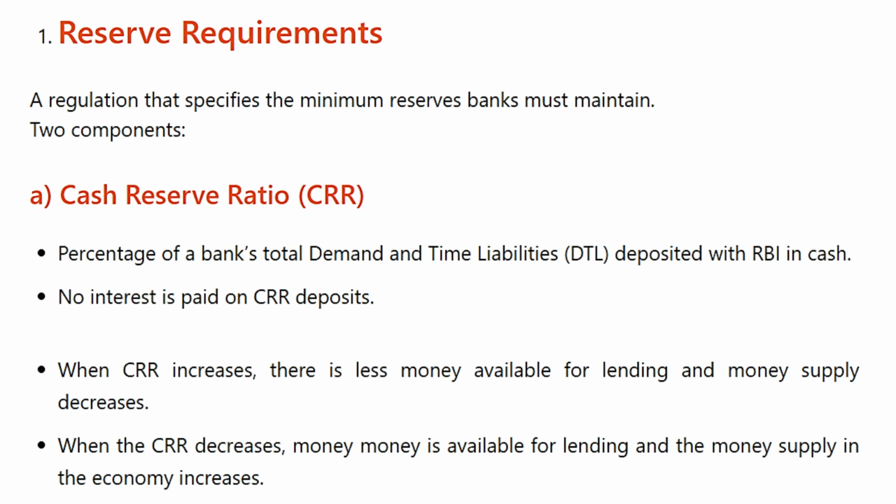Two components. A. Cash reserve ratio, CRR. Percentage of a bank's total demand and time liabilities, DTL, deposited with RBI in cash. No interest is paid on CRR deposits. When CRR increases, there is less money available for lending and money supply decreases. When the CRR decreases, money is available for lending and the money supply in the economy increases.